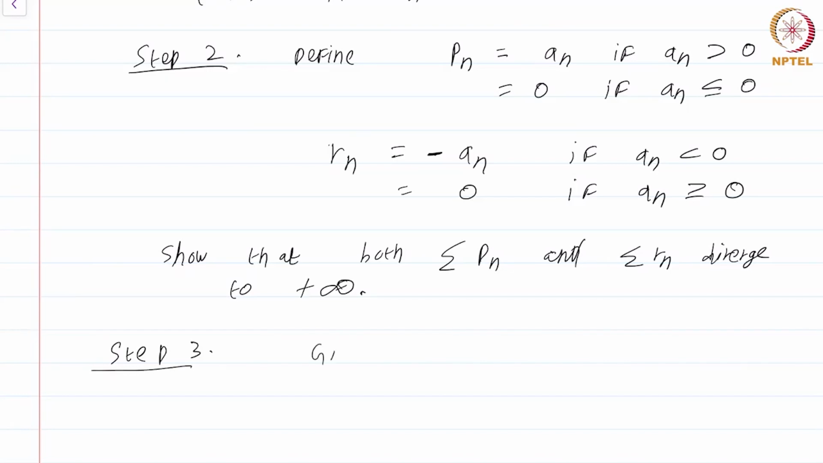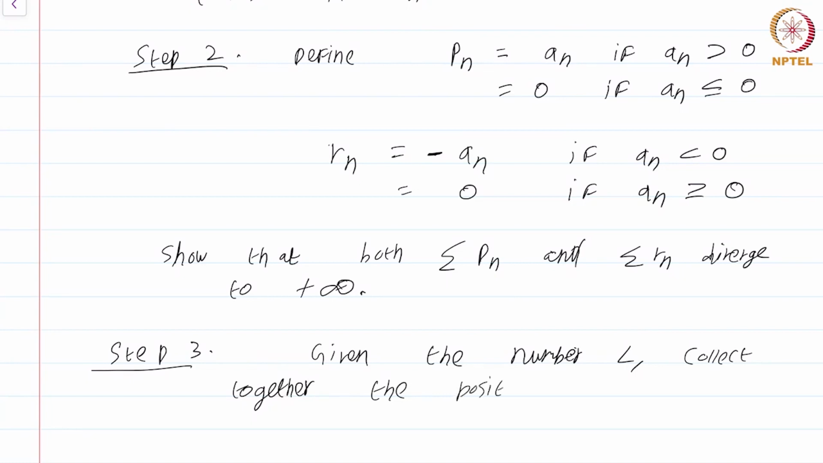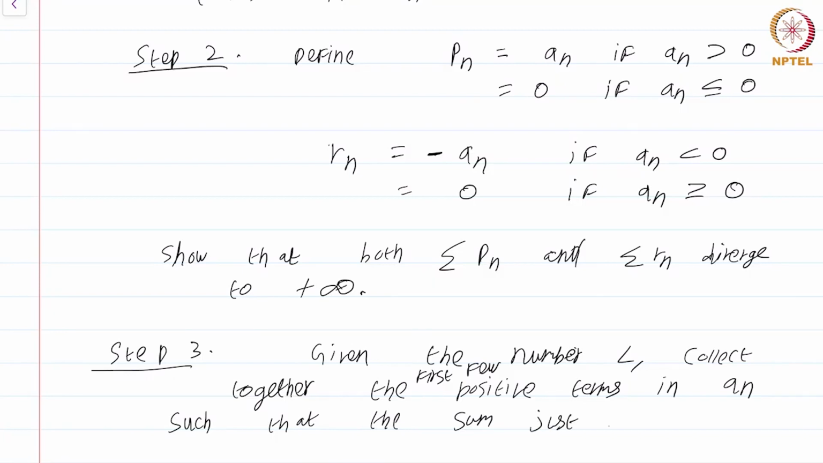Step 3. Given the real number L, what you do is collect together the positive terms in a_n, collect together the first few positive terms in a_n such that the sum just exceeds L.